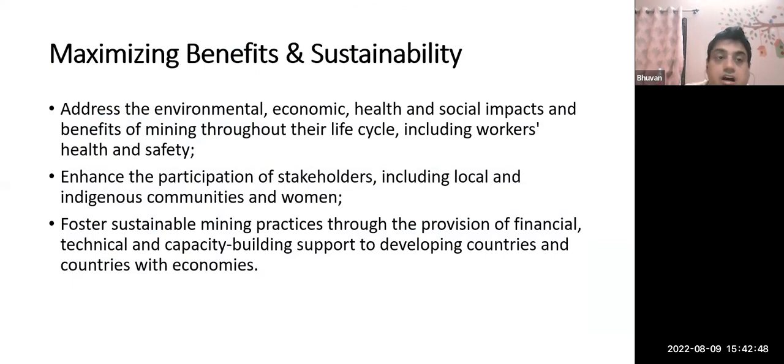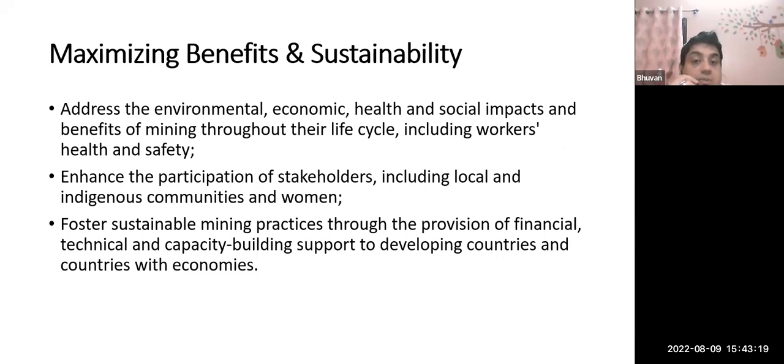So how can this be assured? The first process is to address the environmental, economic, health, and social impacts and benefits of mining throughout their life cycle, including workers' health and safety. So basically, we have to ensure that the social and economic aspects, that maximum benefit sharing, is ensured with the workers, and their health and safety must be ensured at the same time.